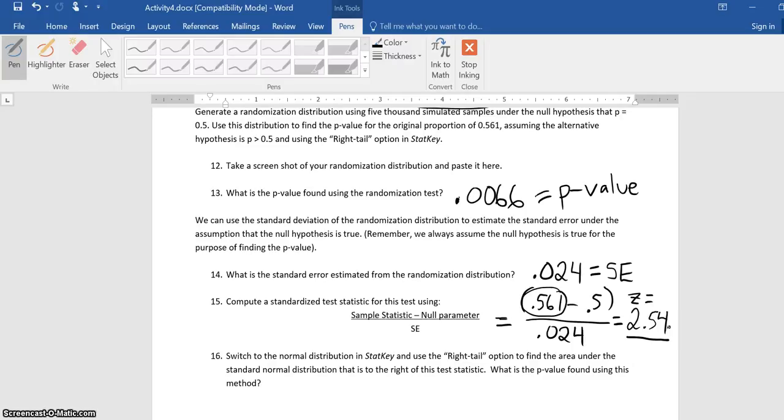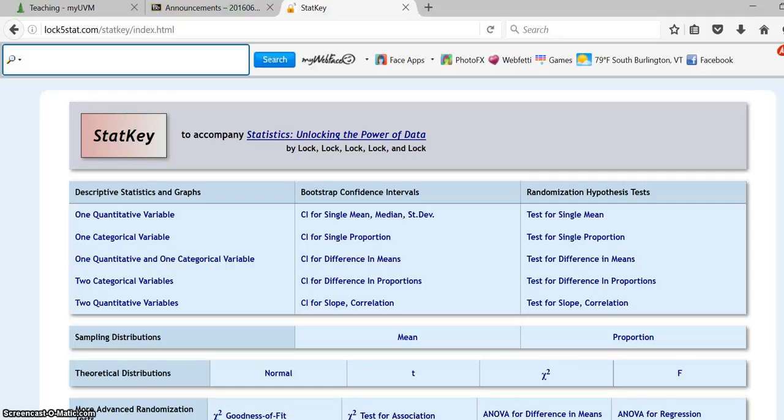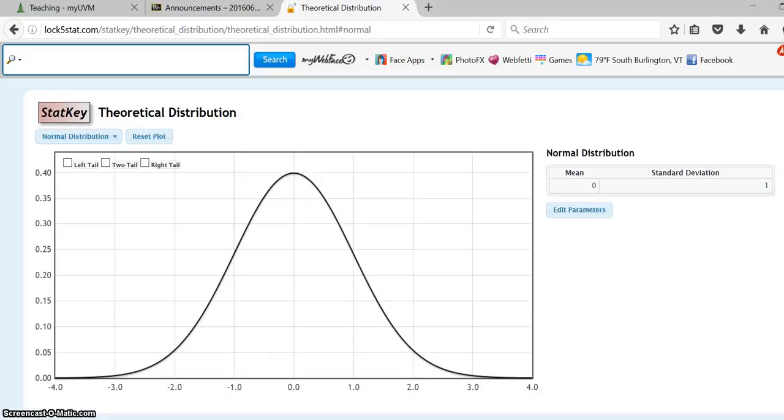So now to find the p-value, I'm going to need to use STAT111, and I'm going to look for the area beyond my standardized test statistic in a standard normal distribution. And I'm going to use the right tail because, remember, I have the greater than sign in my alternative hypothesis, which makes it a right-tailed test. So we'll go back to STAT111. Now in STAT111 I'm using the theoretical distribution for the normal. I need a standard normal. The mean is 0, the standard deviation is 1, so that is my standard normal Z distribution. I'm doing a right-tailed test, so I click right tail.